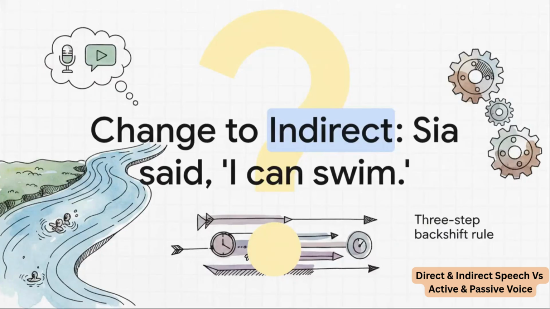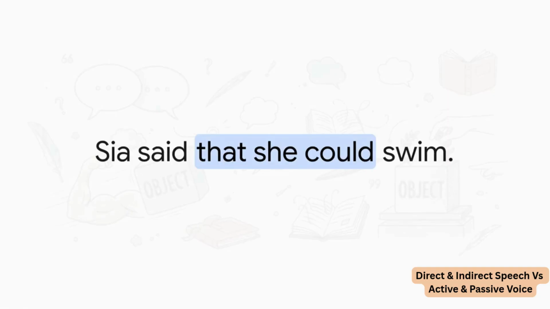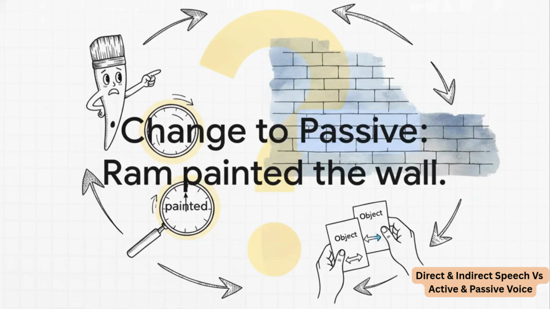All right, let's test your comprehension with a quick mini quiz based directly on what we just covered to see if you can apply these formulas in real time. First up, how would you report Sia's statement? Sia said, I can swim. Think about that 3-step backshift rule we discussed earlier. Take a second. Got it? And here is the answer. If you remembered to optionally use that, change the pronoun I to she, and logically backshift the modal can into the past tense could, you absolutely nailed it. Sia said that she could swim. Great job. Fantastic. Now let's try the other formula.